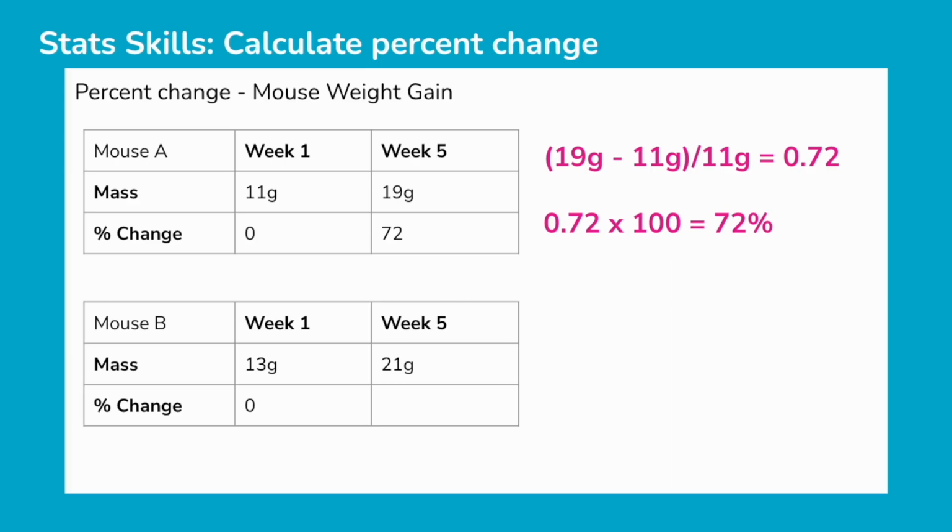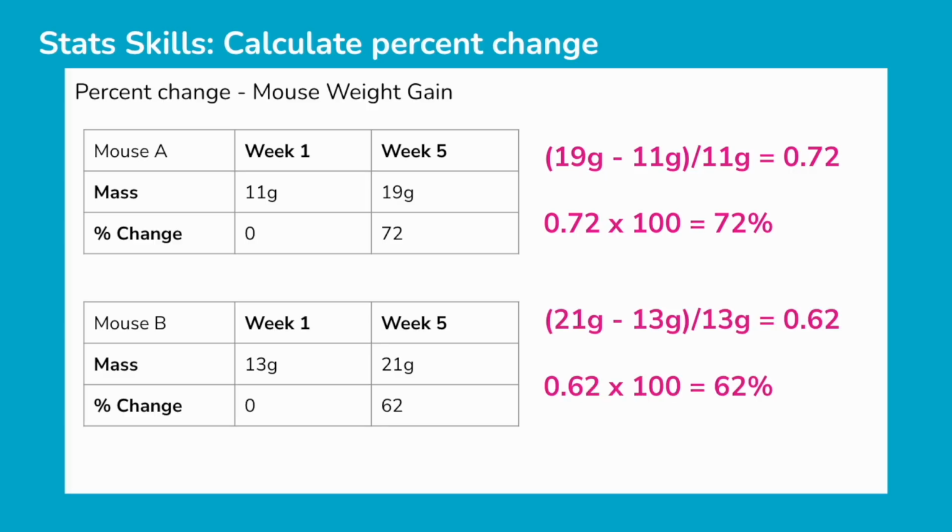Let's compare that to mouse B. What we'll do here is just subtract 13 from 21 and then divide by 13. And that gives us 0.62. We multiply by 100 and we get 62% change in weight.